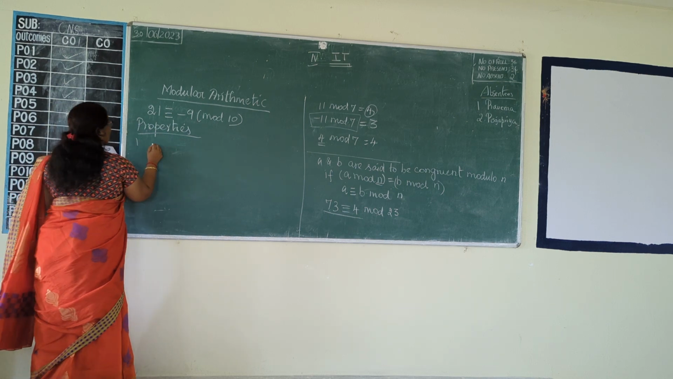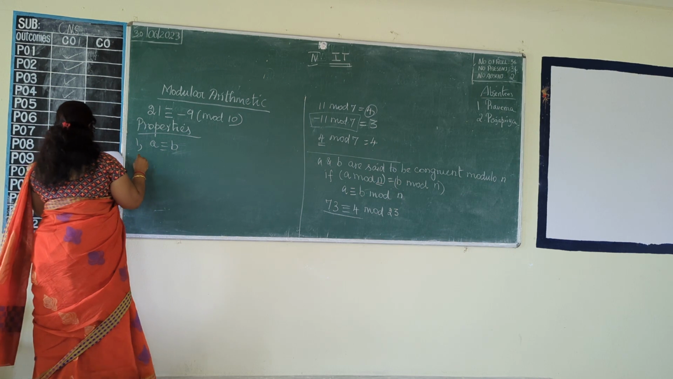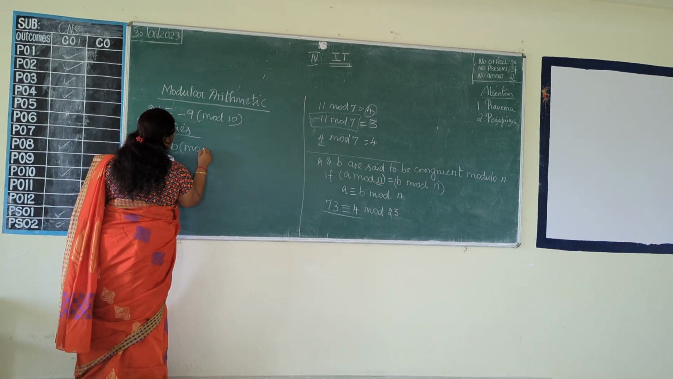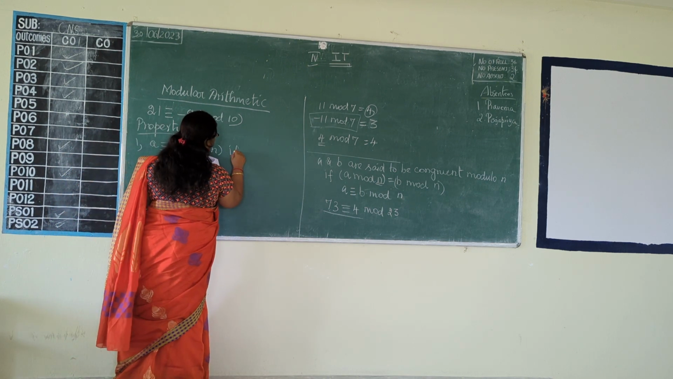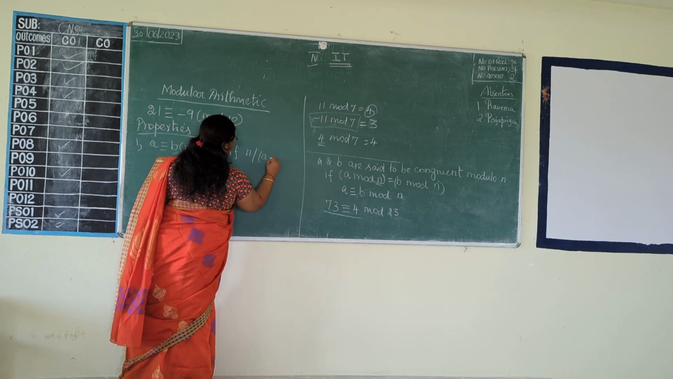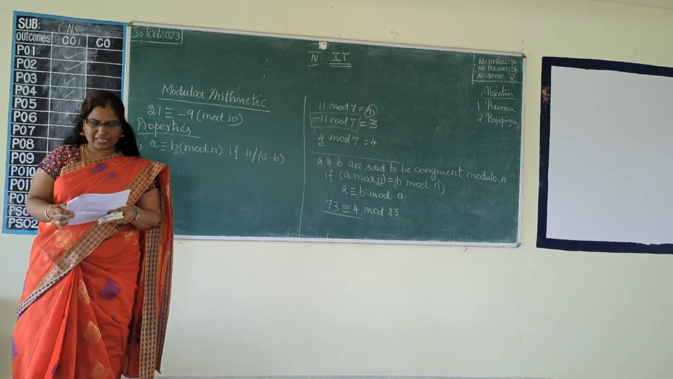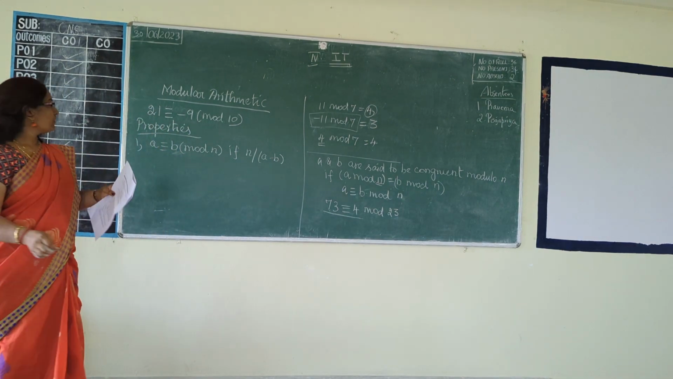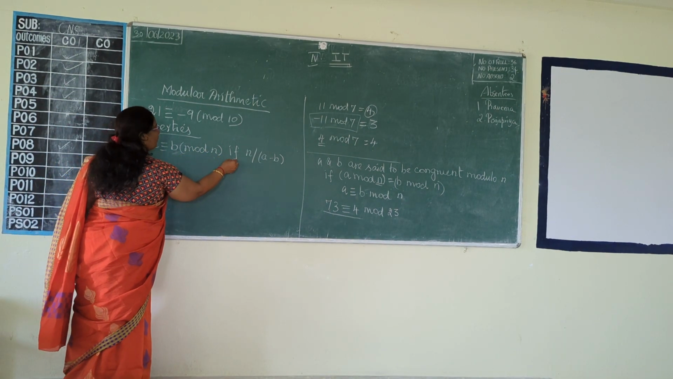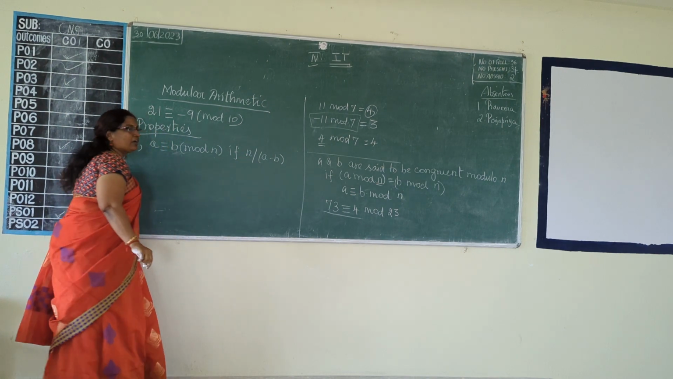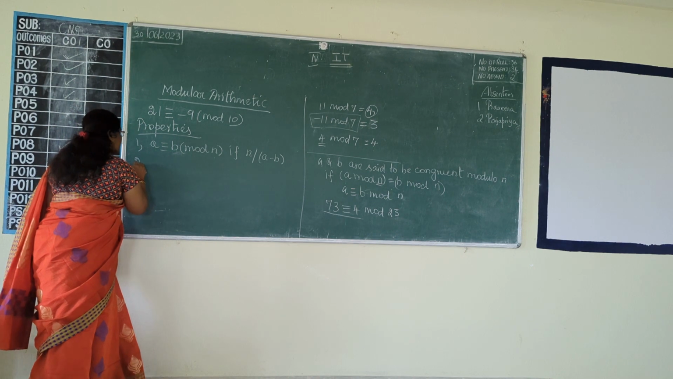First one: A is congruent to B mod n if n divides A minus B. I can say A is congruent to B modulo n when n divides A minus B, that is, when this condition is satisfied. I can write it like this.